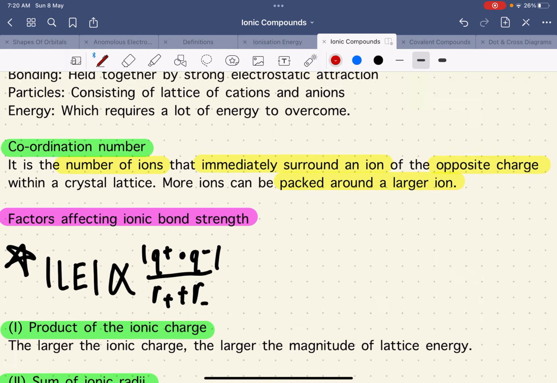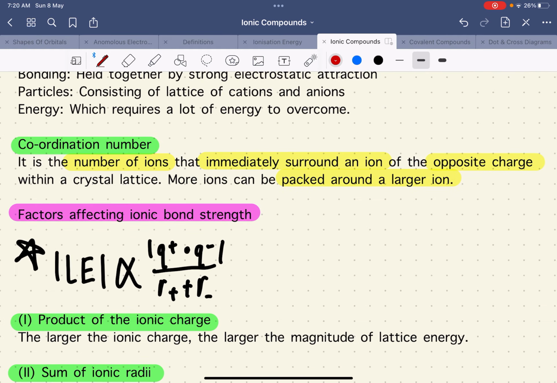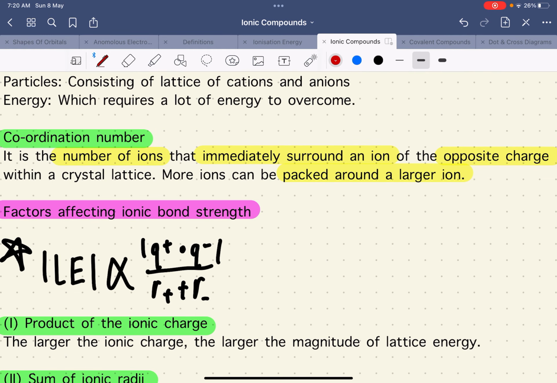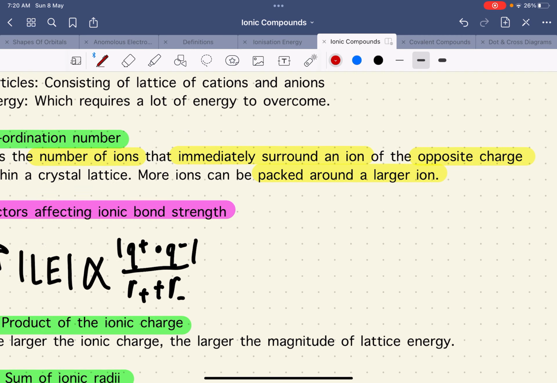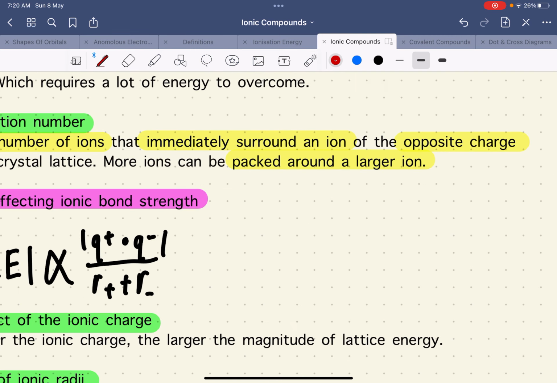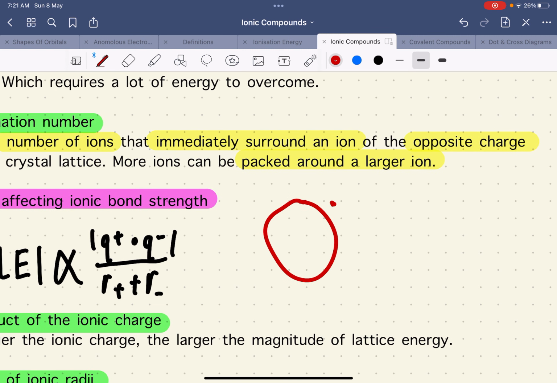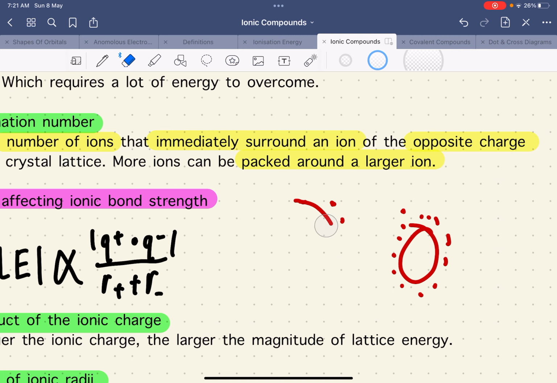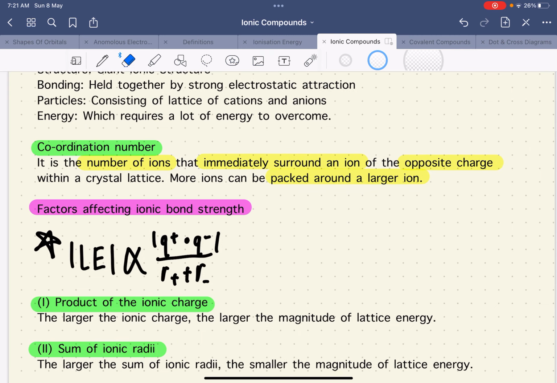Now let's look at a new concept, the coordination number. It is the number of ions that immediately surround an ion of the opposite charge within a crystal lattice. More ions can be packed around a larger ion. It means if the ion has a larger size, then, since the surrounding ions are the same size, for example this one is like a sodium ion or something, and this one is like a calcium ion or something, more ions can be packed around it. So the larger the size, the higher the coordination number.